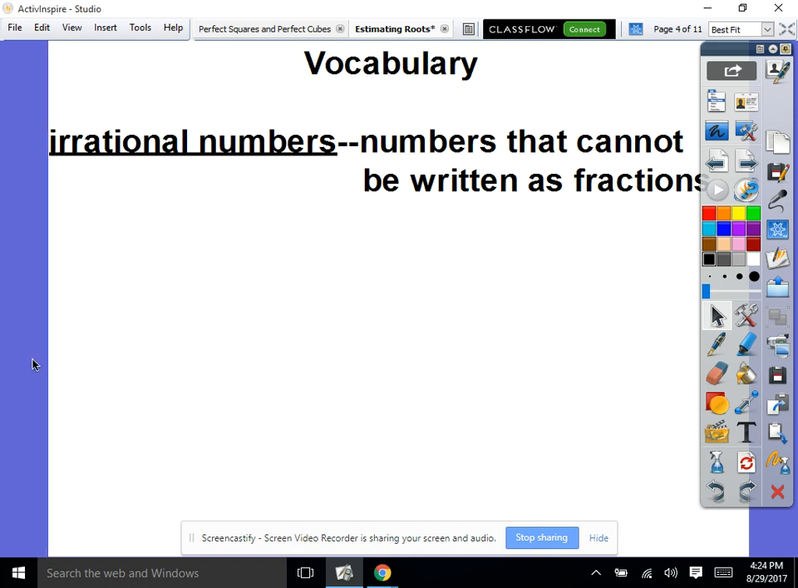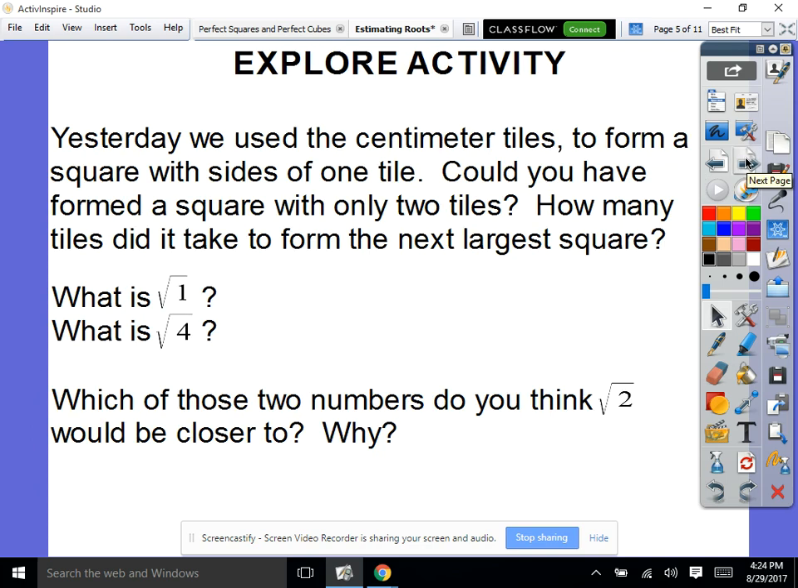Let's see if we can get that out of the way. All right, irrational numbers are numbers that cannot be written as fractions. And remember, we just got through talking about rational numbers, the different types, and how they could all be written or transformed into fractions. Irrational numbers cannot.